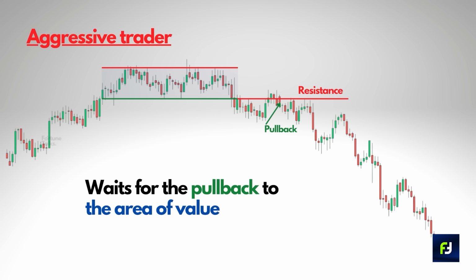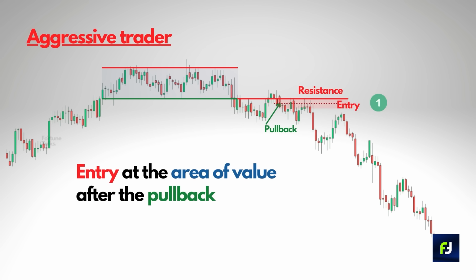Let us take the case of an aggressive trader. Now, the aggressive trader waits for the price to come back to the pullback area, which may be a support or a resistance level, a trend line, a moving average, etc. And he enters the trade right away when the price pulls back to the level. Let us say the point 1 marks this approach in the scenario of a breakout and pullback.